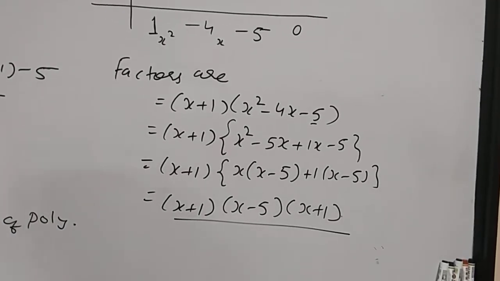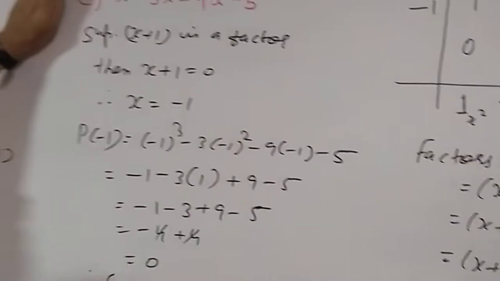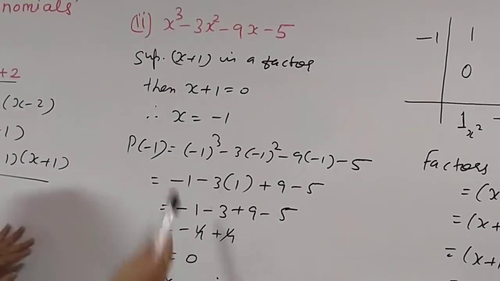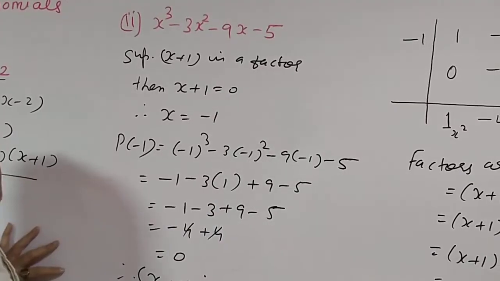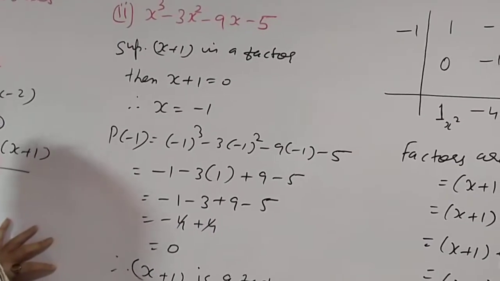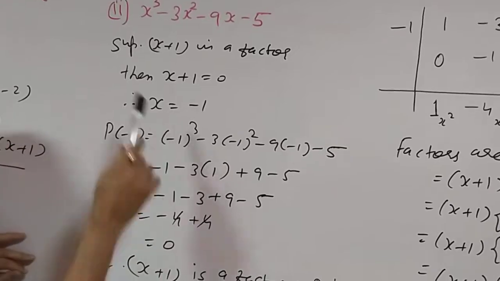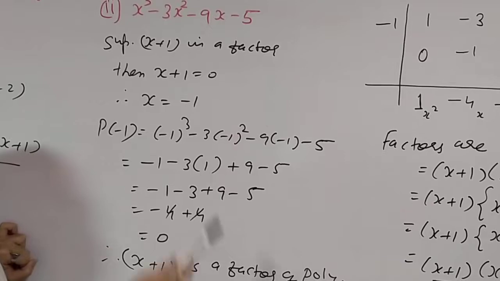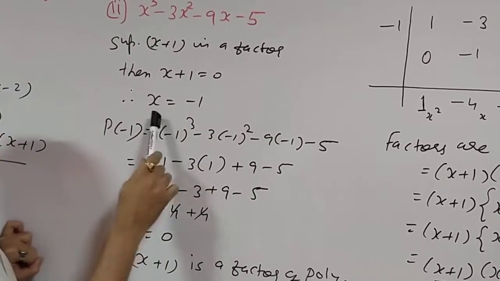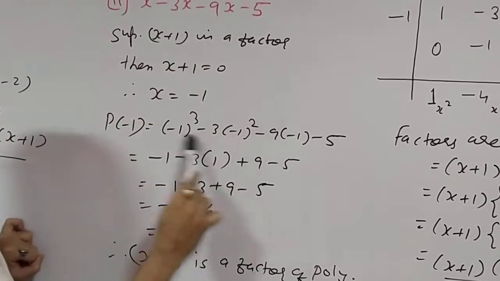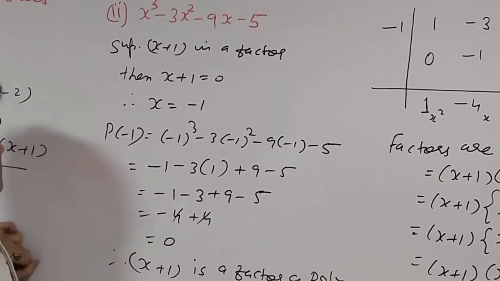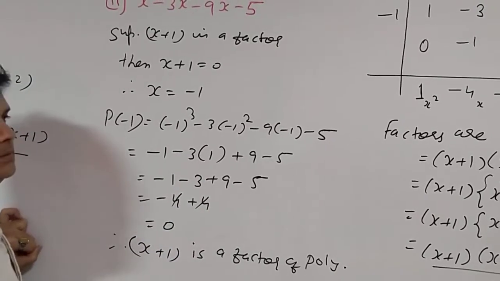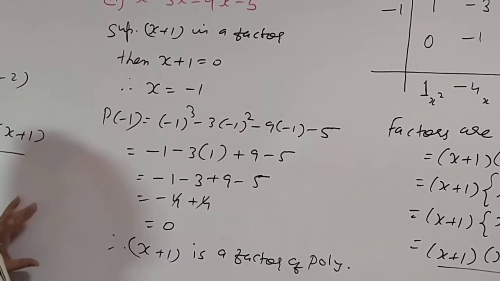See again how we will do the sum. First of all, see the sum. Here if you put 1, then the answer is not 0. We can see directly. So try with minus 1. If x is minus 1, then x plus 1 is a factor. So suppose x plus 1 is a factor, then x plus 1 is 0. Therefore x is equal to minus 1. So in place of x write minus 1 and find the answer. The answer is 0. Then of course x plus 1 is a factor of the polynomial p of x.